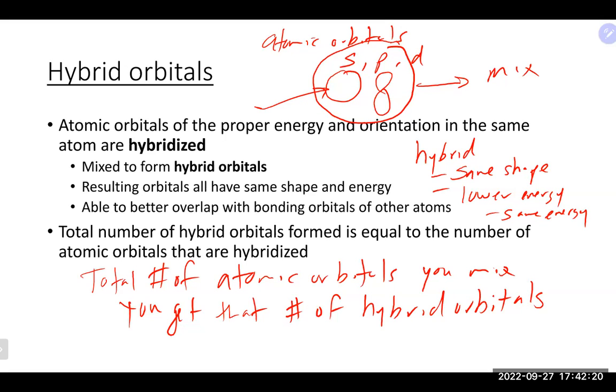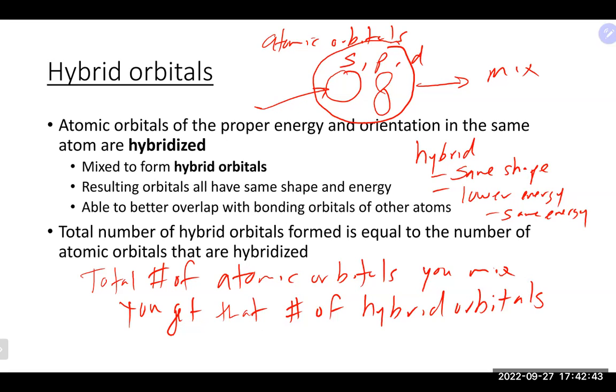If I mixed an s and two p orbitals together, that would be three atomic orbitals. That again would result in three hybrid orbitals being made. So however many atomic orbitals you throw together in the mix, you will get out the same number of hybrid orbitals. Any questions on that?